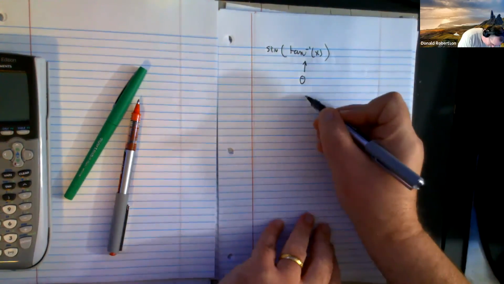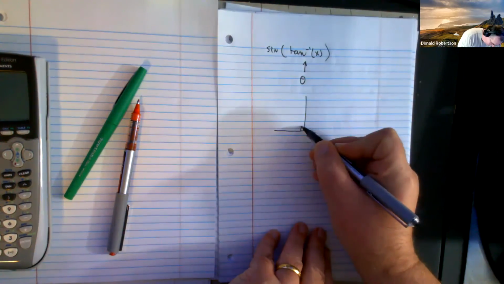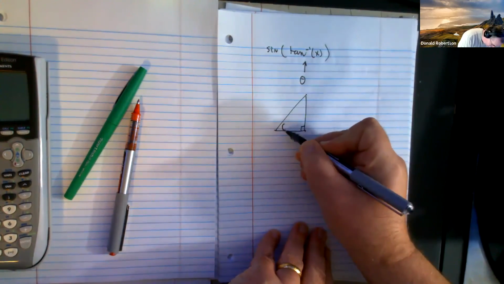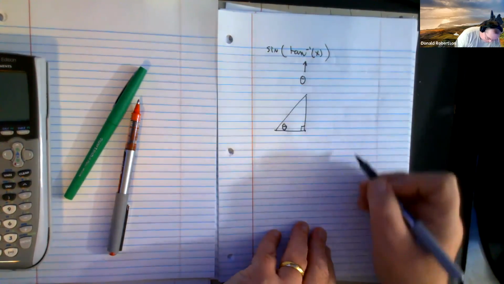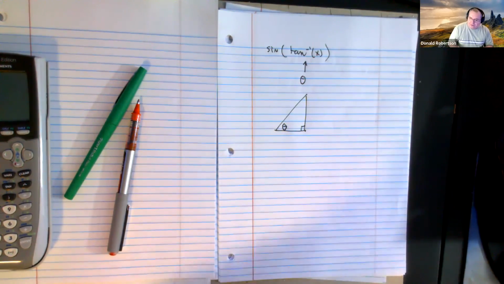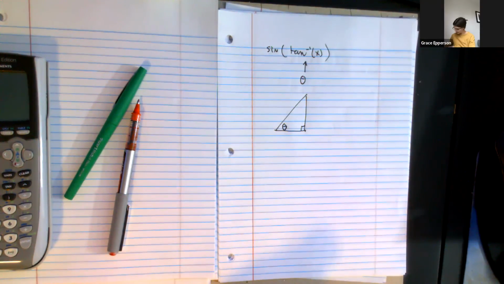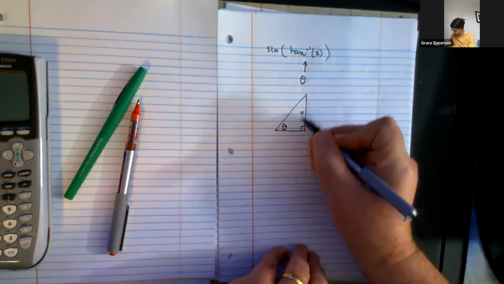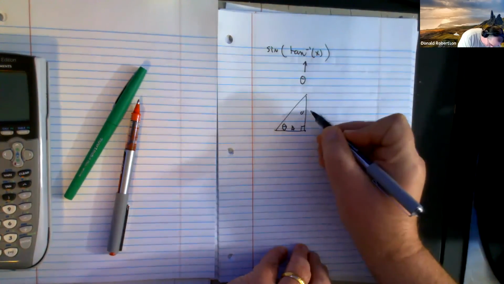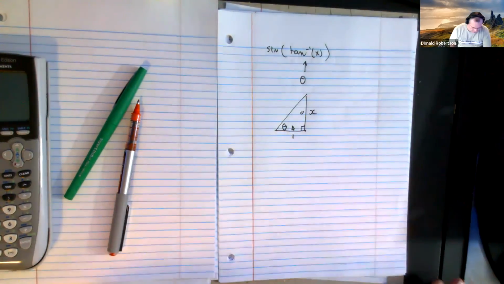And the reason I'm doing that is I can build a right angle triangle and I can make this angle theta. Now, what do you know about the tangent? Isn't it the opposite over the adjacent? Yes. Great. So if I call this O and A, and since it's x, can't I call it x over 1? Are you with me so far?